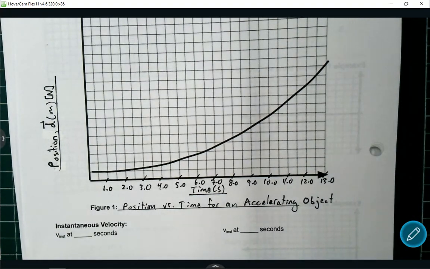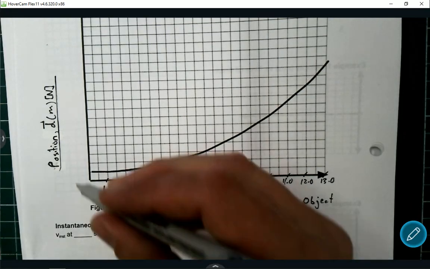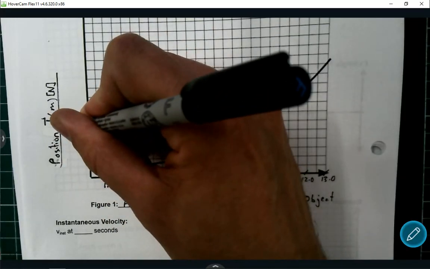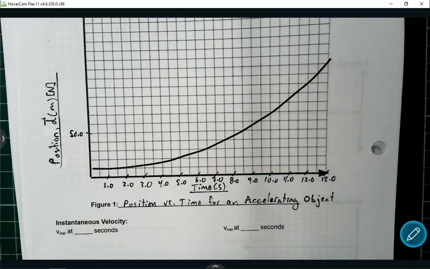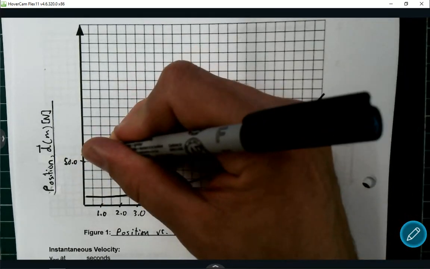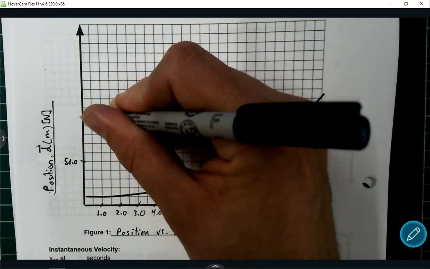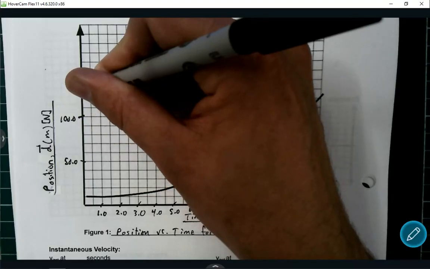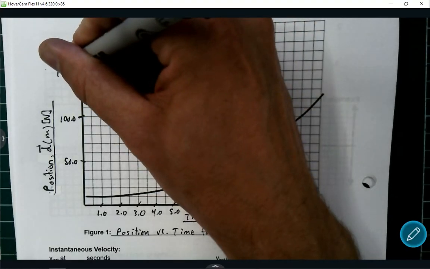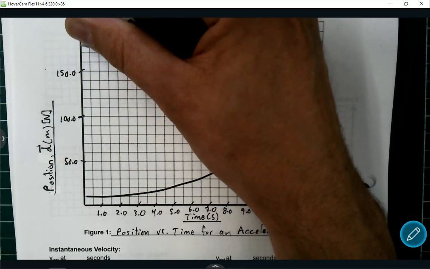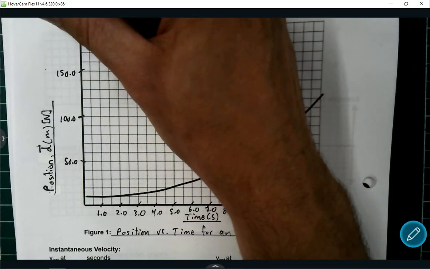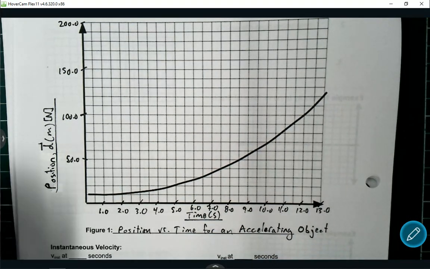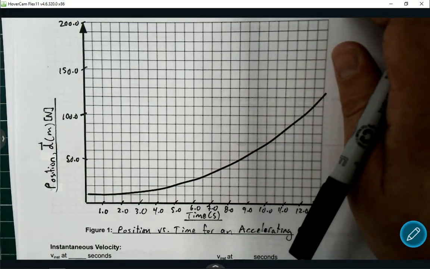And then on our vertical axis, I think I'm going to go up by tens. So 1, 2, 3, 4, 5. I'm going to make this one be 50. 1, 2, 3, 4, 5: 100. 1, 2, 3, 4, 5: 150. 1, 2, 3, 4, 5: 200. Okay, we've got a nice reasonable scale. Looks like my data doesn't go beyond 150, but I'm kind of set here.